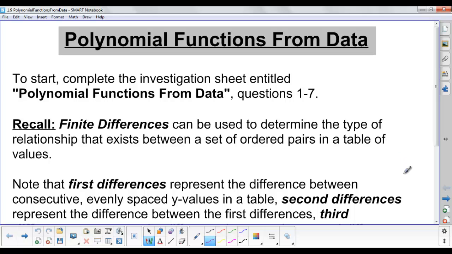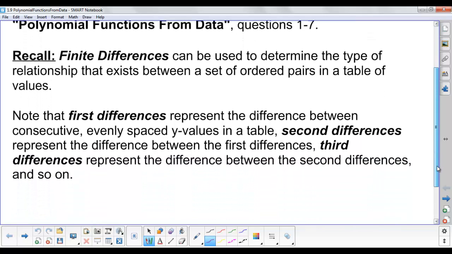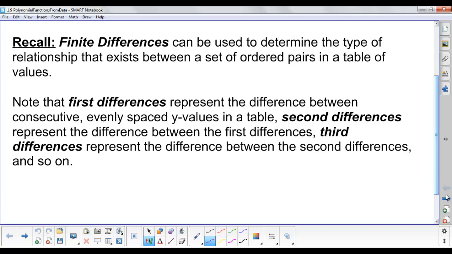Before you watch this lesson, make sure you've already completed the investigation sheet that I handed out in class the other day. You should have finished the finite differences on that page, and if you want to double check your work, make sure you check out the website because I've uploaded a filled out version for you.